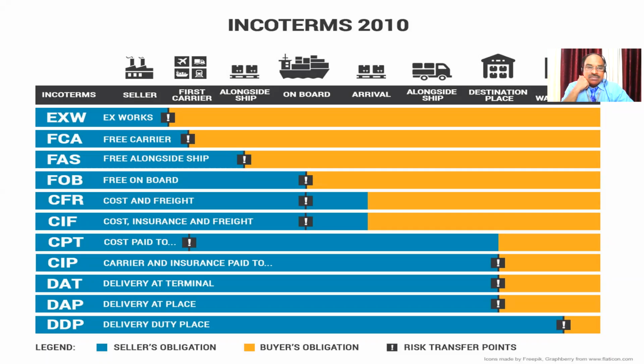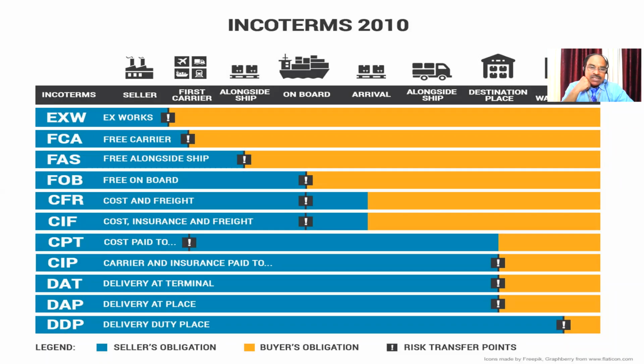Then free on board. Here the seller will send the goods up to the harbor and the destination of the buyer. That is, in our example, India will send up to Canada. But the unloading, taking the goods, paying the import duty, all these things will be taken over by Melvin. That is free on board.